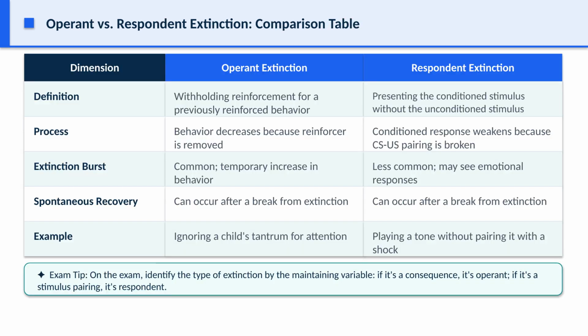This slide presents a crucial distinction for the BCBA exam. Operant extinction involves withholding the reinforcer that previously maintained a behavior, like ignoring a child's tantrum for attention, while respondent extinction involves presenting the conditioned stimulus without the unconditioned stimulus, such as playing a tone without pairing it with a shock. In operant extinction, the behavior decreases because the reinforcer is removed. In respondent extinction, the conditioned response weakens because the CS-US pairing is broken.